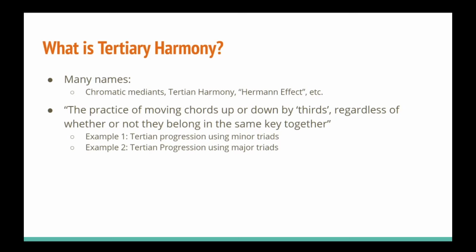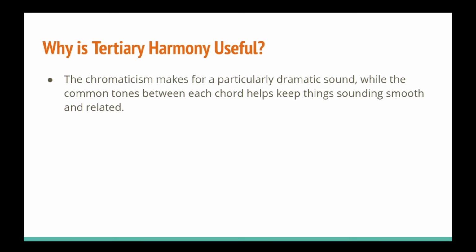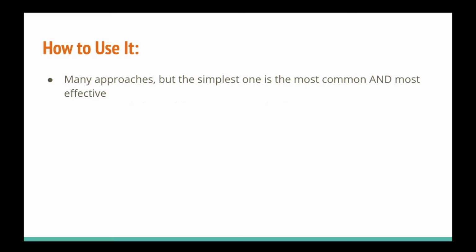Now, what makes tertiary harmony so useful is that it makes for a particularly dramatic and useful sound that is perfect for film music. It allows for heavier use of chromaticism in your music while maintaining common tones between each chord to help keep things sounding smooth. Now, there are many different approaches that you can take to using tertiary harmony, but for now, let's stick with the most basic and common one.